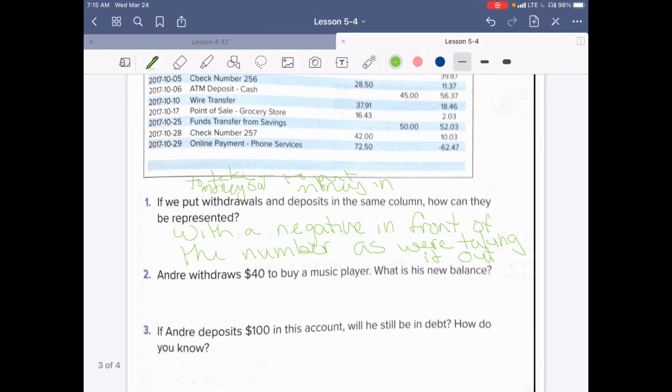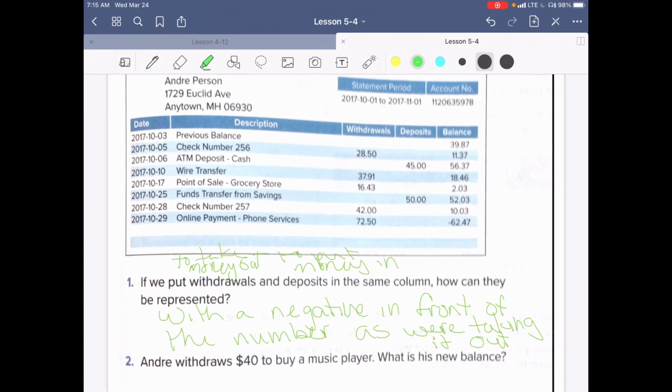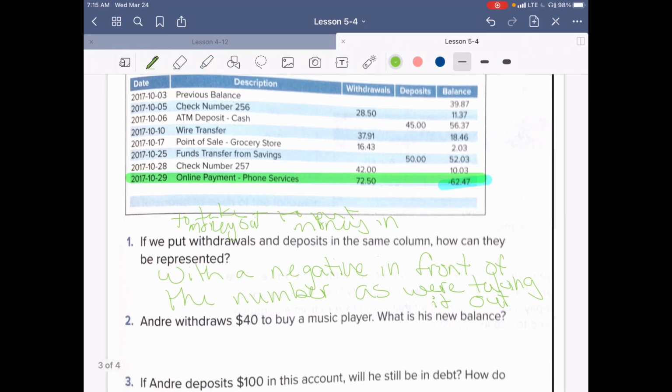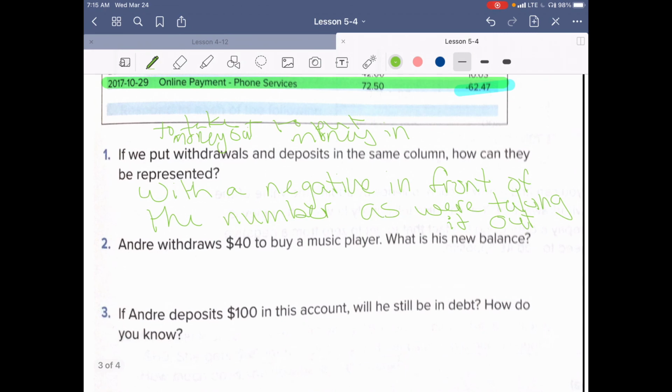Andre withdraws $40 to buy a music player. What is his new balance? So we're going to have to look here at his last balance, so his balance is the last column, the most recent date. When we highlight that, we see that his final balance over here is $62.47.